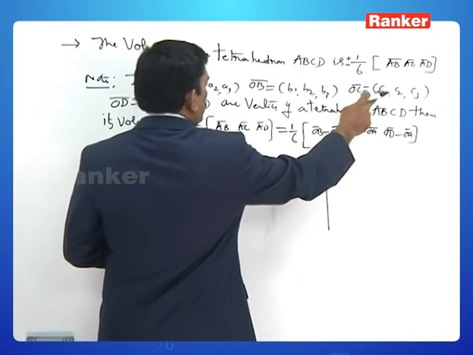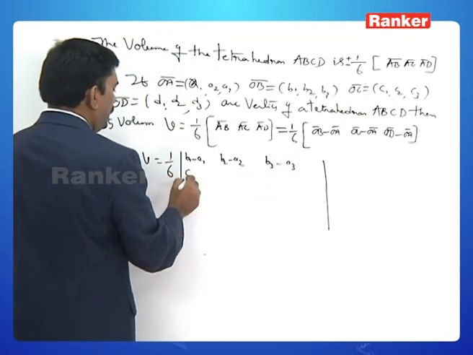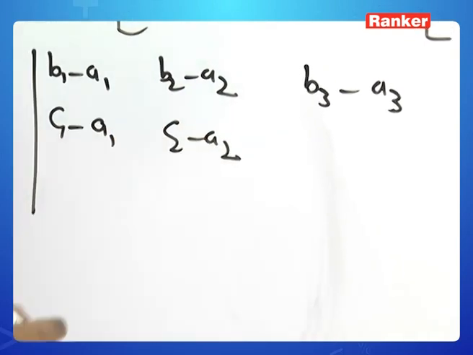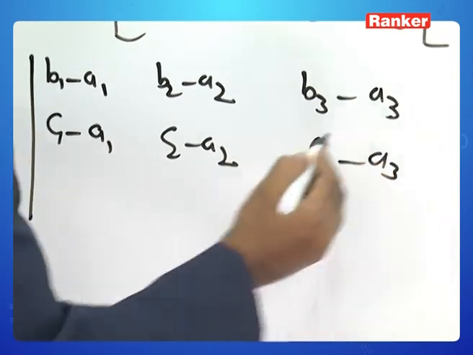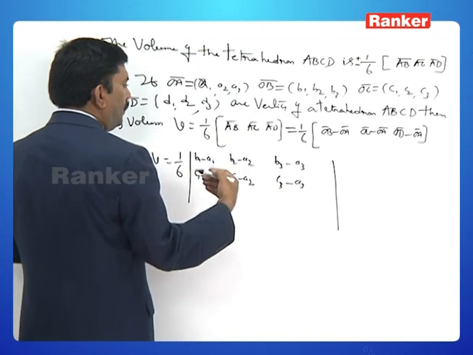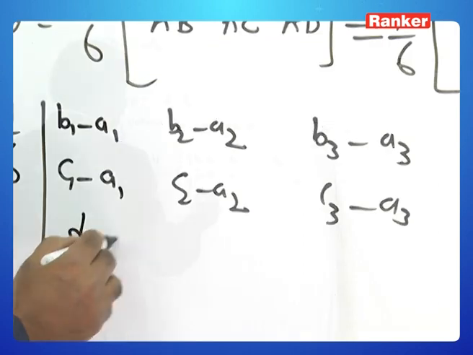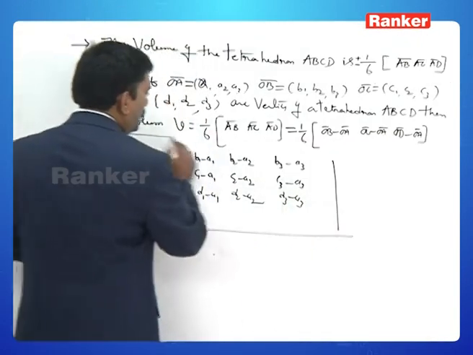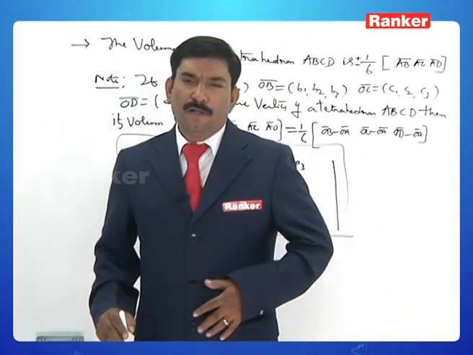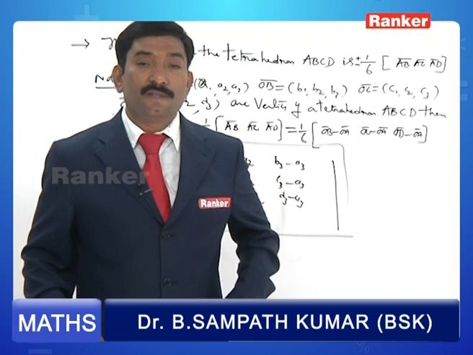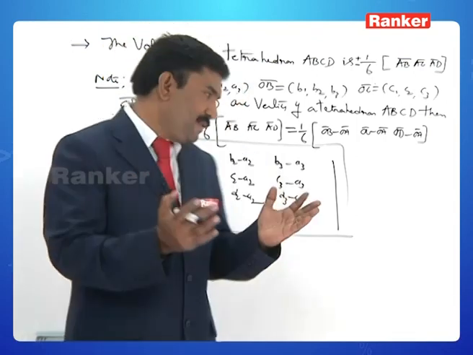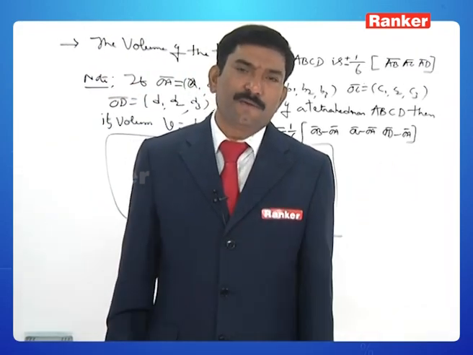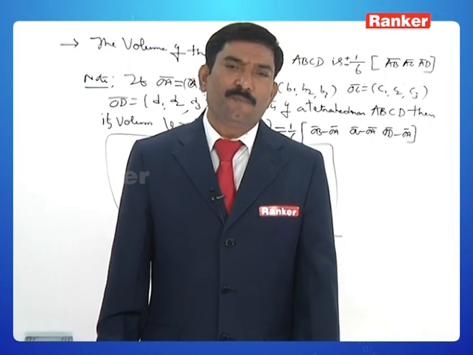Next, OC minus OA: C1I minus A1I, therefore C1 minus A1 into I, next C2 minus A2 into J, next C3 minus A3 into K. Next, now OD minus OA, therefore D1 minus A1, D2 minus A2, D3 minus A3. This is nothing but the volume of a tetrahedron when the position vectors of the vertices are given. If you prove this is equal to 0, certainly it satisfies that the given 4 points are coplanar. Thank you.